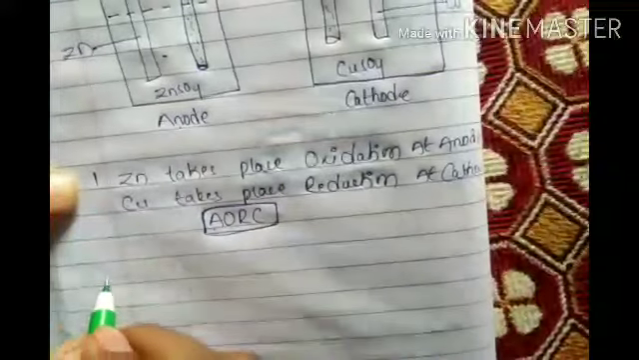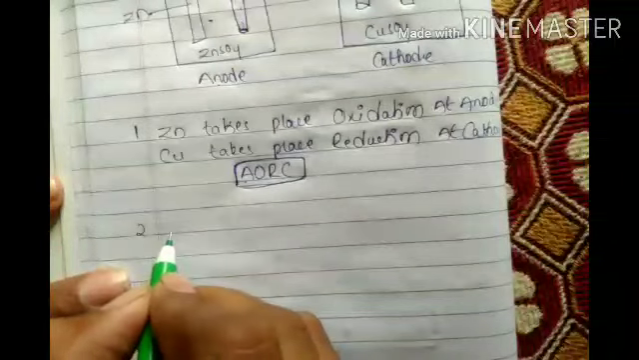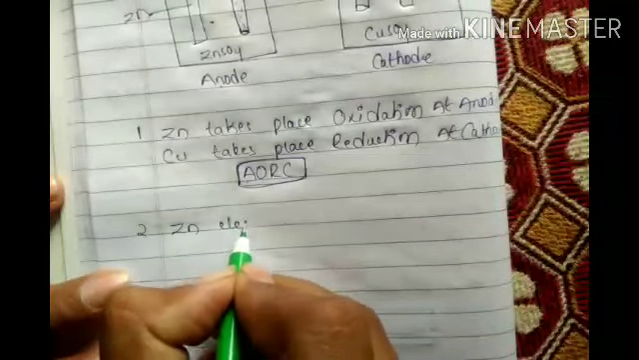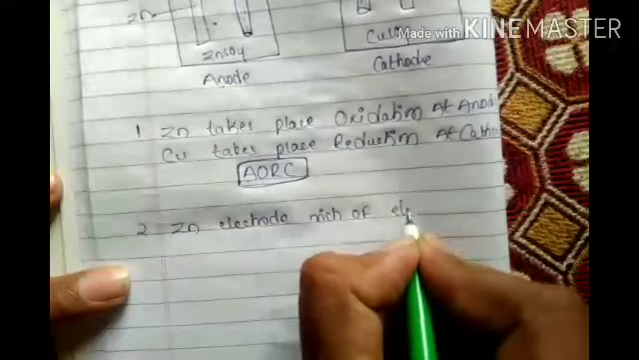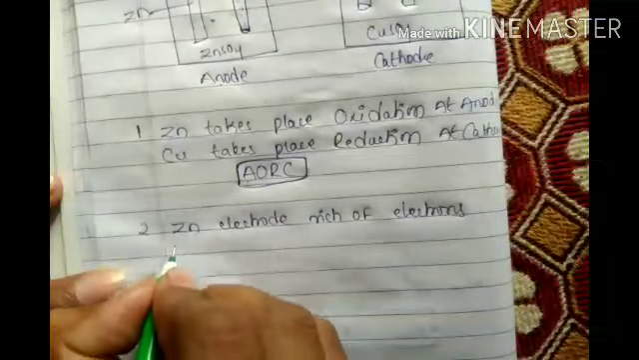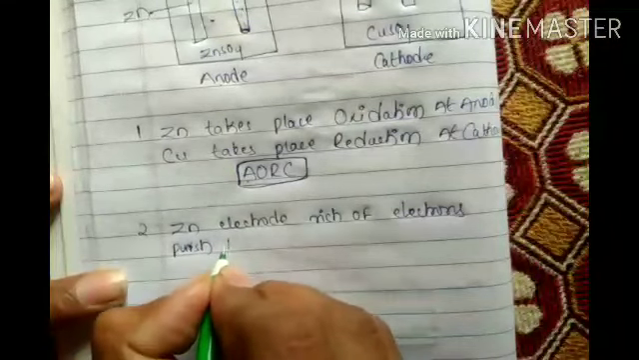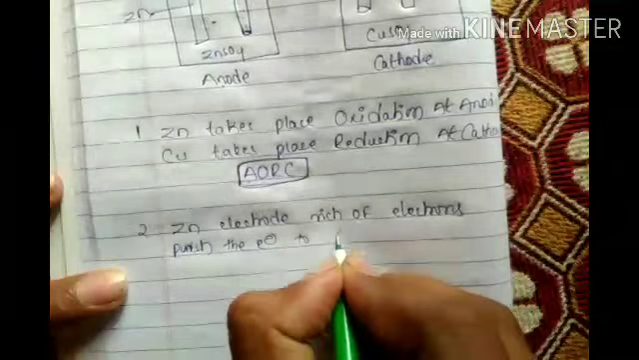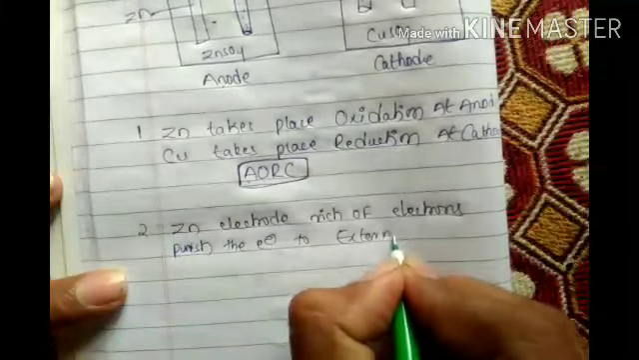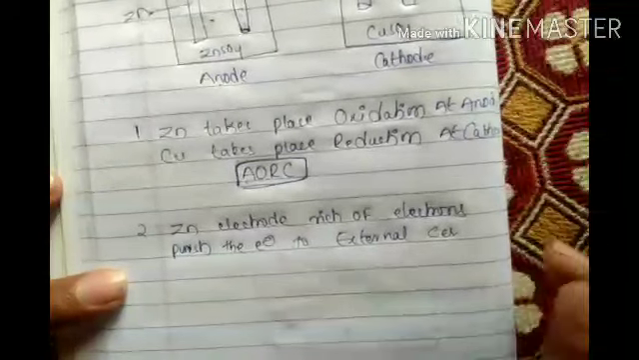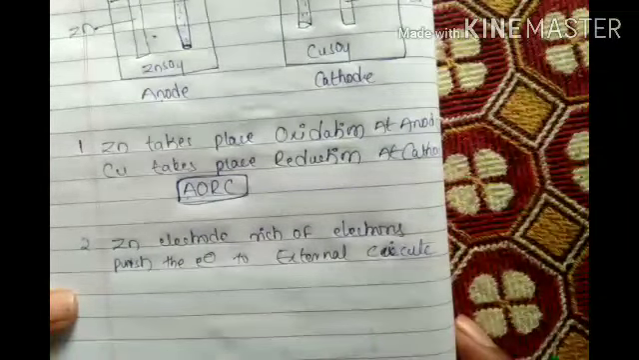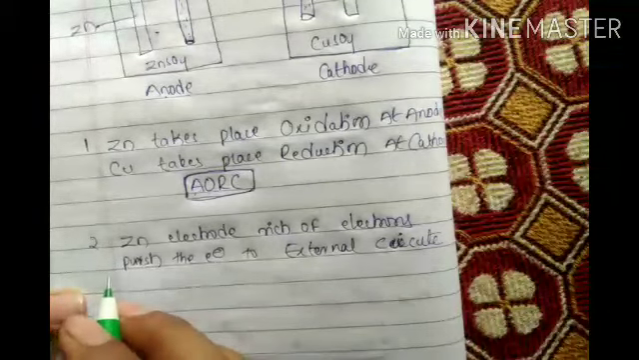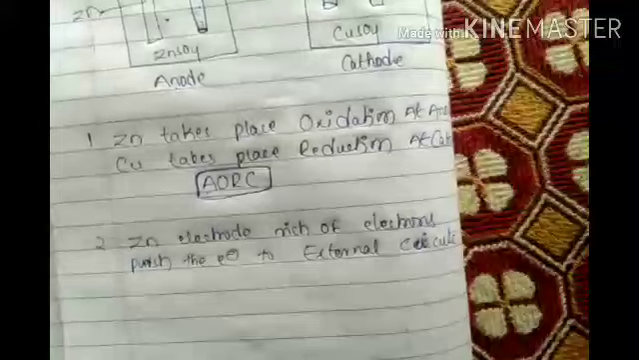Point number 2. Zinc electrode, rich in electrons, pushes the electrons to the external circuit. It is pushing the electrons to the external circuit.